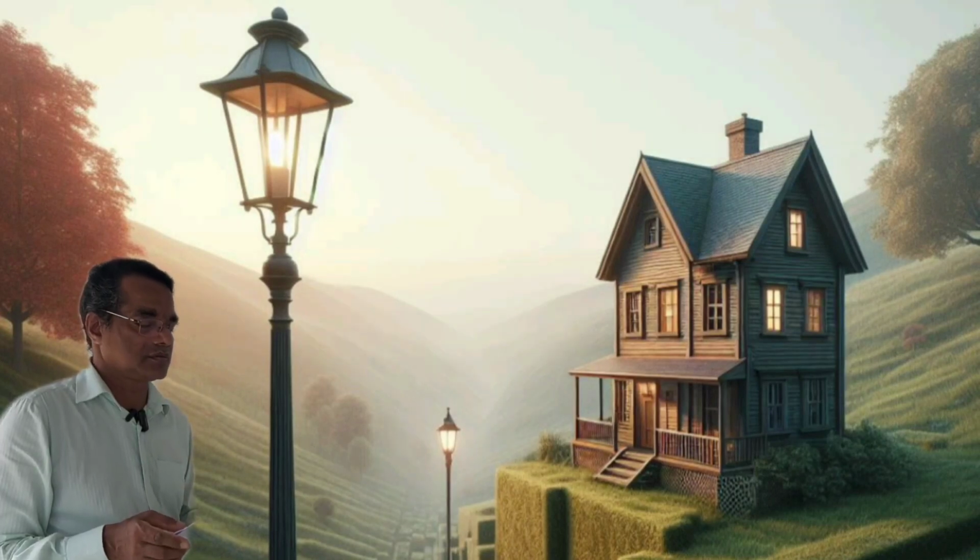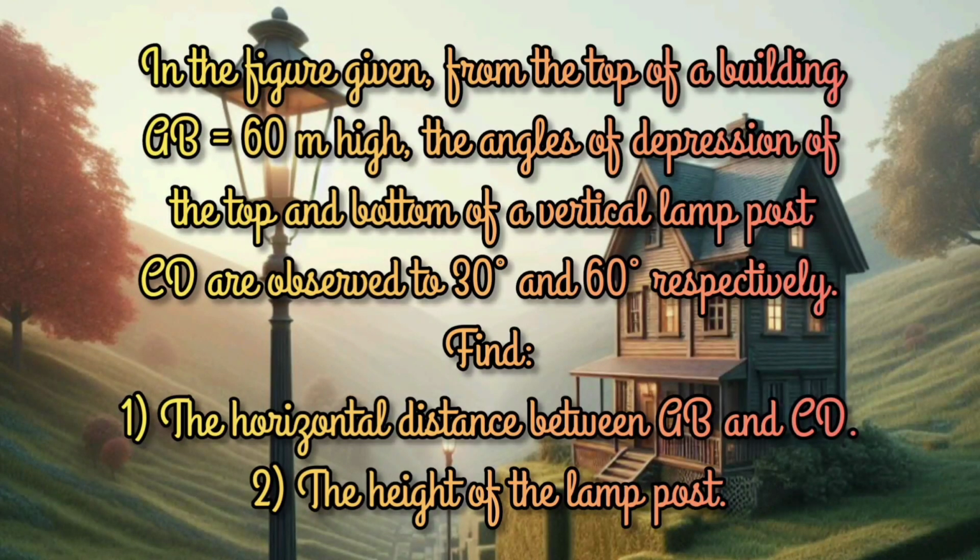The 10th question. In the figure given, from the top of a building AB equal to 60 meters high, the angles of depression of the top and the bottom of a vertical lamp post CD are observed to be 30 degrees and 60 degrees respectively. Find the horizontal distance between AB and CD, and the height of the lamp post. So the figure is given here. The given figure is like this.